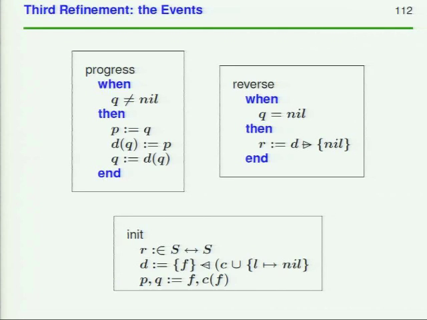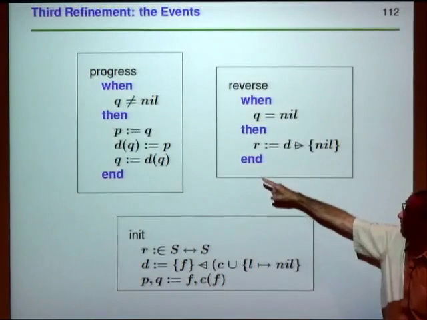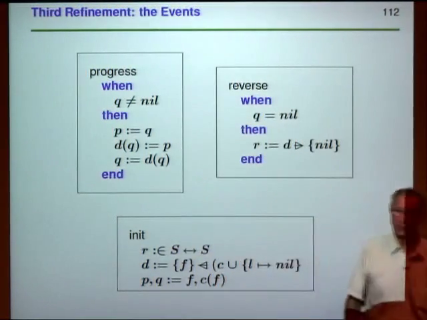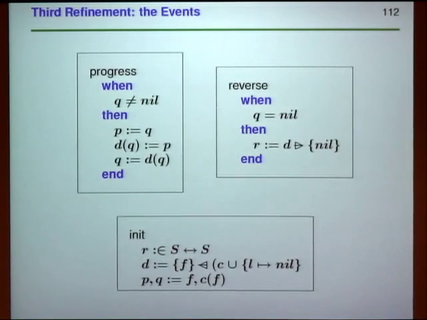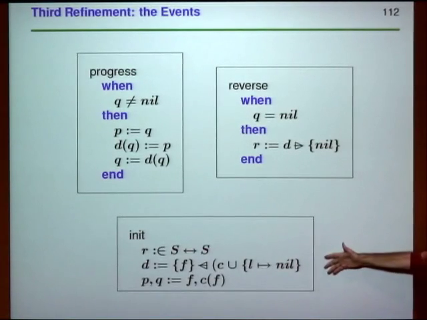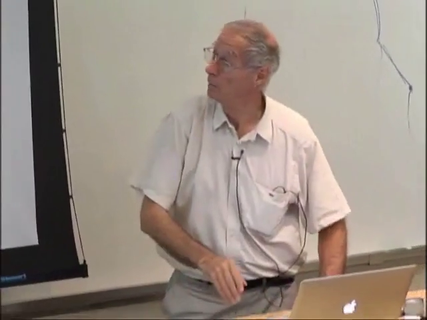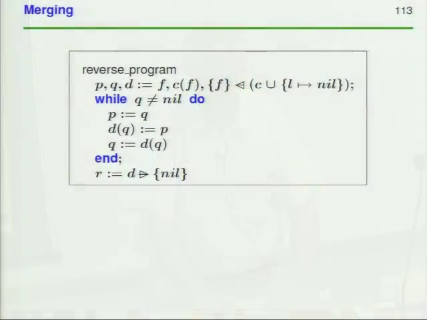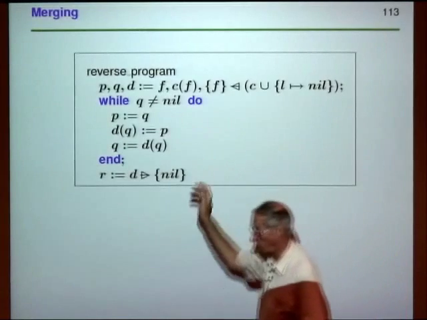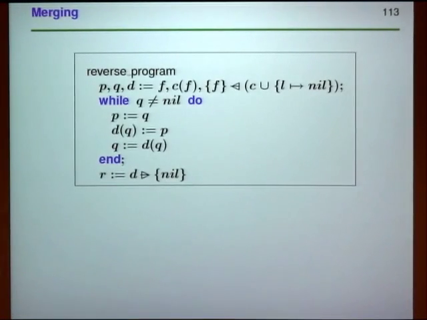So that gives us P becomes Q, D of Q becomes P, and Q becomes D of Q. So we move to the right. And we have here the initialization, and here the reverse. And so this is the final classical program for reversing a linear list. Okay.